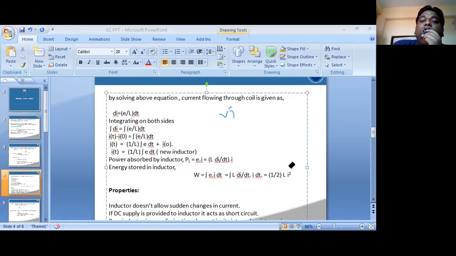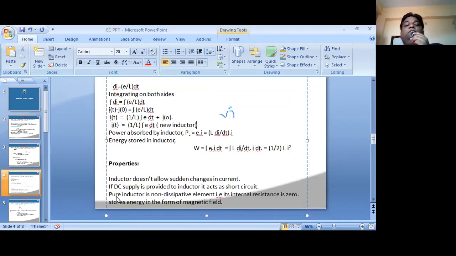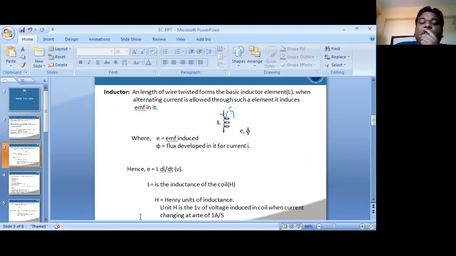Now let us see the properties of the inductor element. First property: inductor doesn't allow sudden changes in the current. Now why? For that, let us move to the previous slide. Now see here, we know that the EMF induced in the inductor is L di by dt.